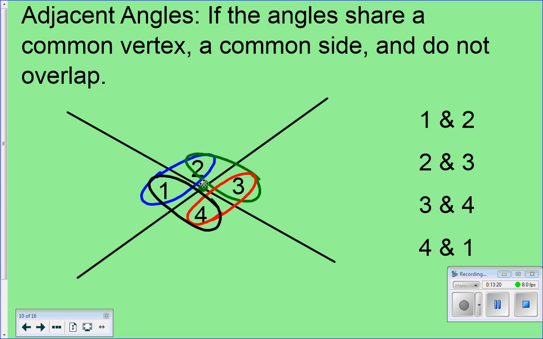Any questions on this? Cadence. Because they don't share a side. They don't share a side. So if I look at two, I'm going to erase my drawing here.